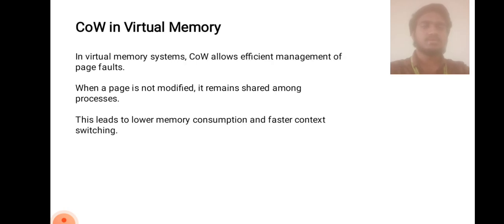Next, copy on write in virtual memory. In virtual memory systems, copy on write allows efficient management of page faults. When a page is not modified, it remains shared among processes. This leads to lower memory consumption and faster context switching. So copy on write uses less memory and works faster than the others.